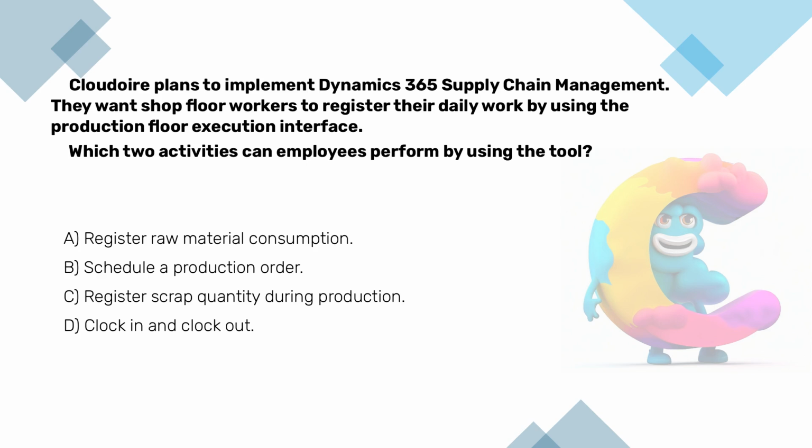We plan to implement Dynamics 365 Supply Chain Management. We want shop floor workers to register their daily work by using the production floor execution interface. Which two activities can employees perform? A. Register raw material consumption. B. Schedule a production order. C. Register scrap quantity during production. D. Clock in and clock out.